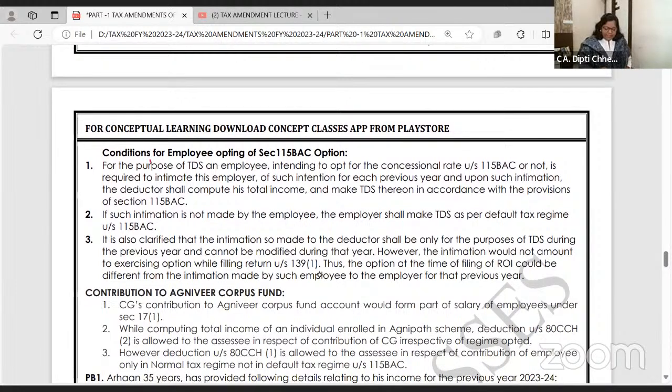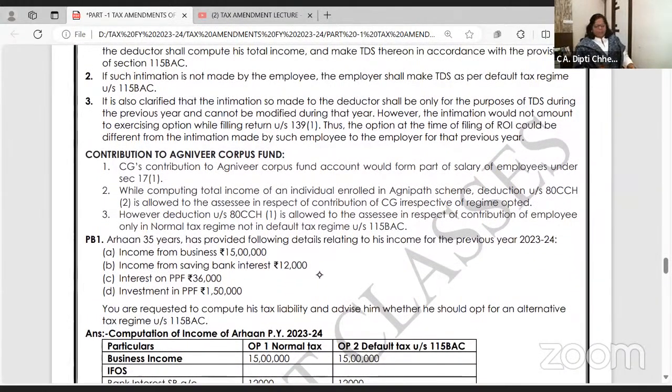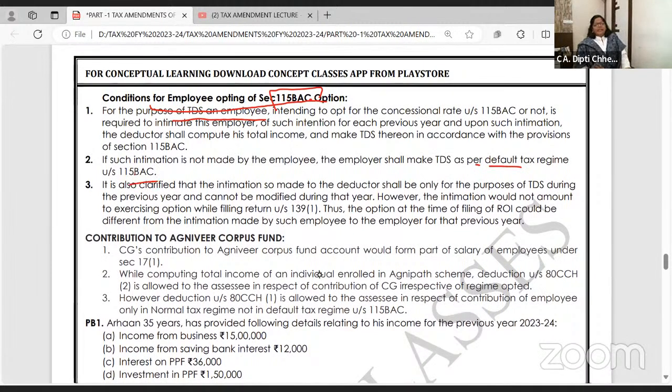Right. Conditions for employee opting for 115BAC. If you're opting for the default tax regime, you need to inform your employer. Who? Employee should inform the employer that, okay, I want to go for the default tax regime, deduct TDS accordingly. Or I want to file my return normal, उस हिसाब से काटो. If no instruction is given to the employer, the employer is going to deduct tax as per the default tax regime. ठीक है? Right. Acha, ma'am, I told my employer to deduct tax as per 115BAC. But now I want to file my return under the normal regime. Can I do so? Answer is yes, allowed.